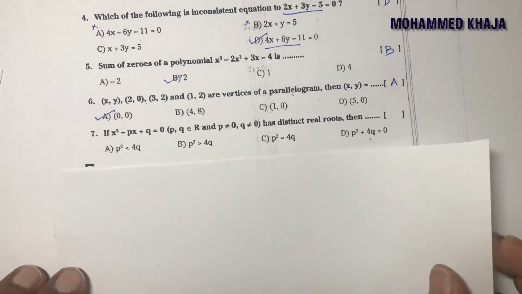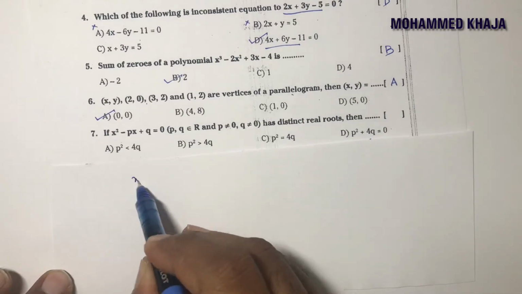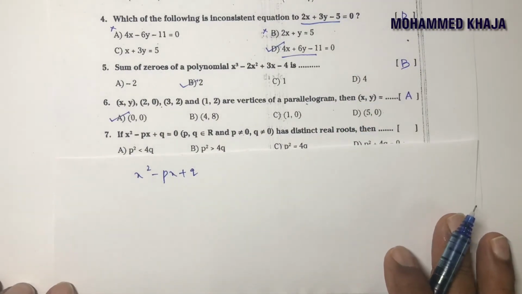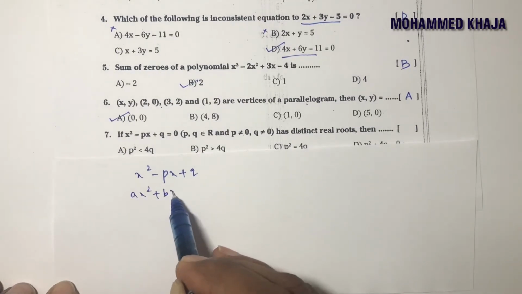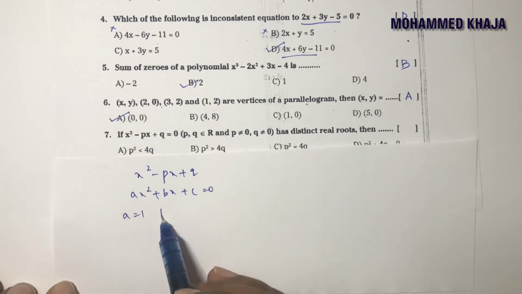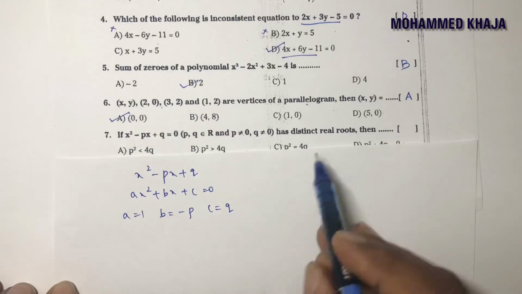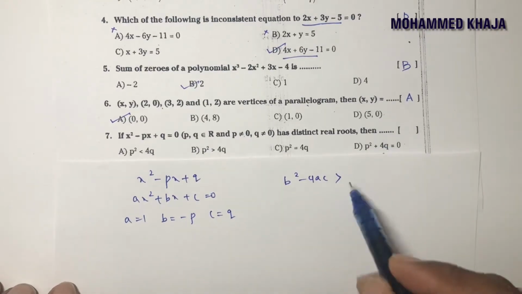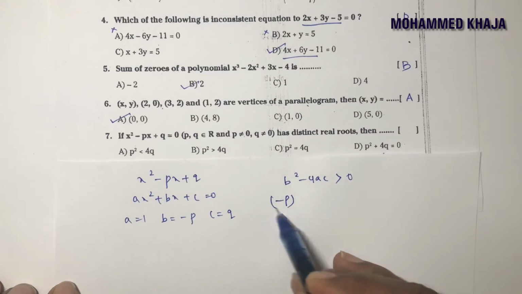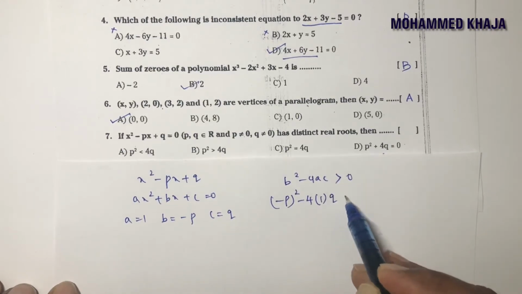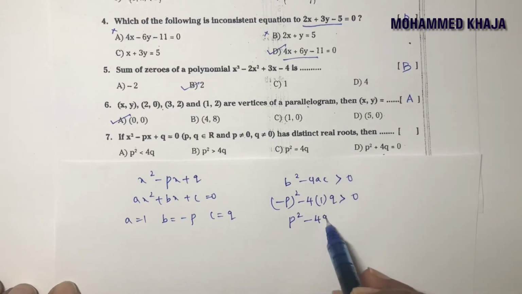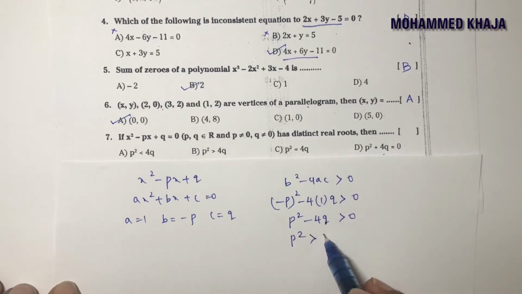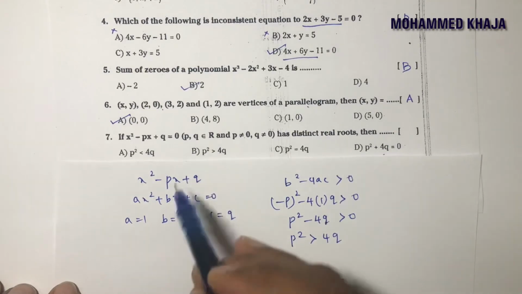Here, x square minus px plus q has real and distinct roots. So first compare with the standard form and write the a, b, c values. A value is 1, b is minus p, c is q. Real and distinct, so b square minus 4ac is greater than 0. So b is minus p, whole square, minus 4 into 1 into q is greater than 0. So p square minus 4q is greater than 0. We don't have that option, so send 4q to the other side. P square is greater than 4q. So the correct option is B.